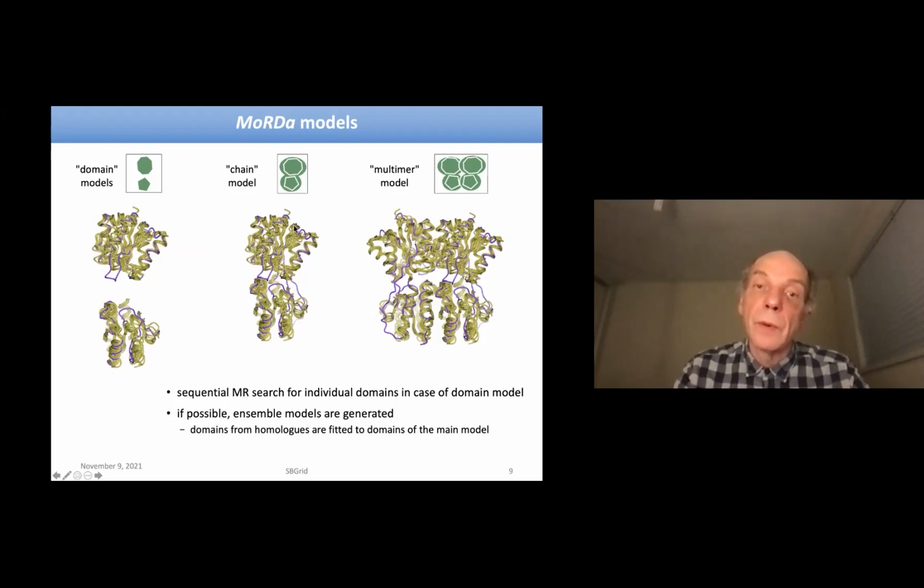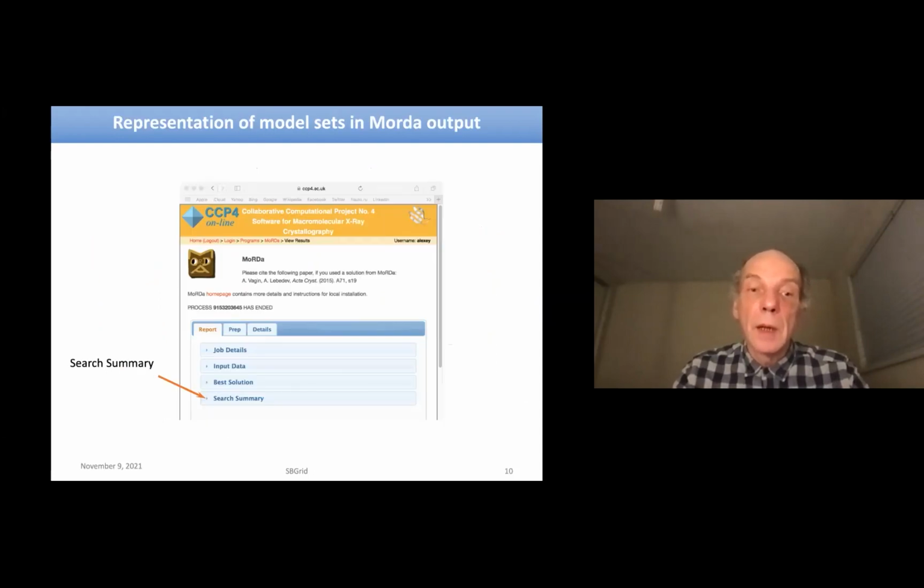This allows for quite compact models, and at the same time big enough, bigger than a single domain. And at the same time, there are ensemble models which are known to behave well, perform much better in molecular replacement. Right. Let's look at how these types of models fit in what you can find in the search summary tab of the MoRDa interface after MoRDa finished.